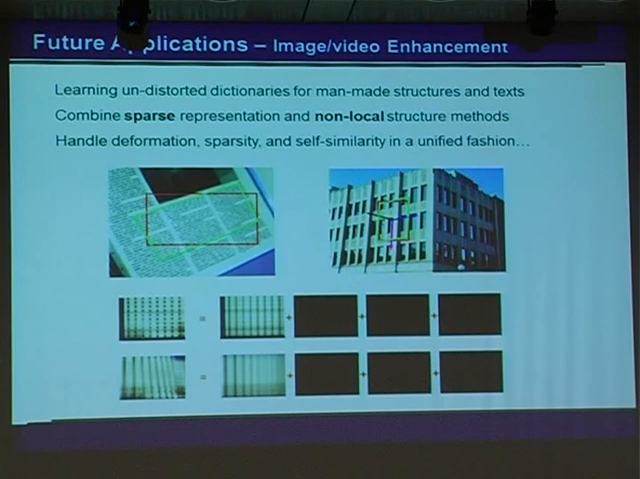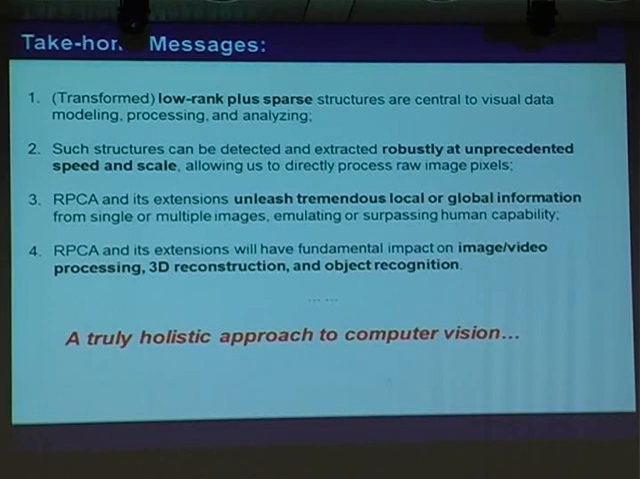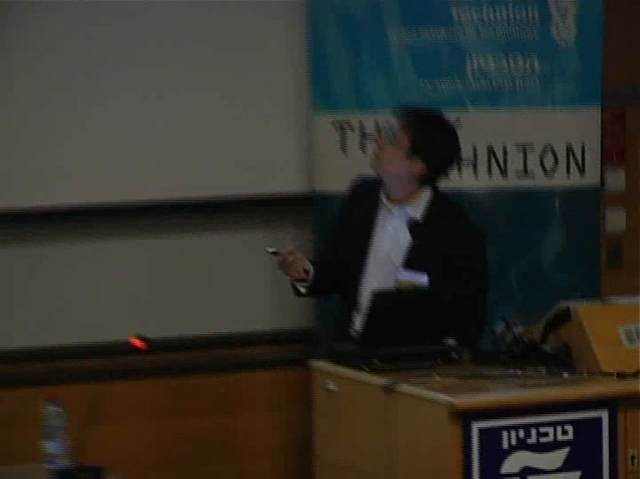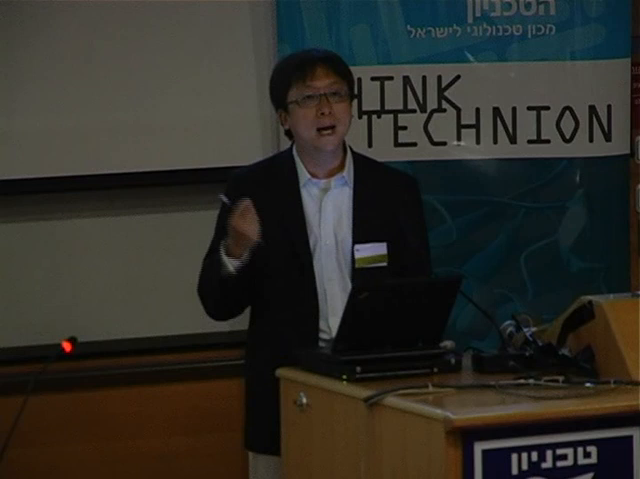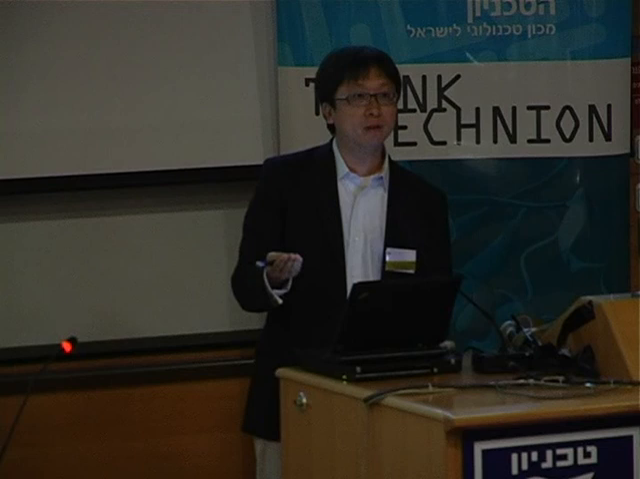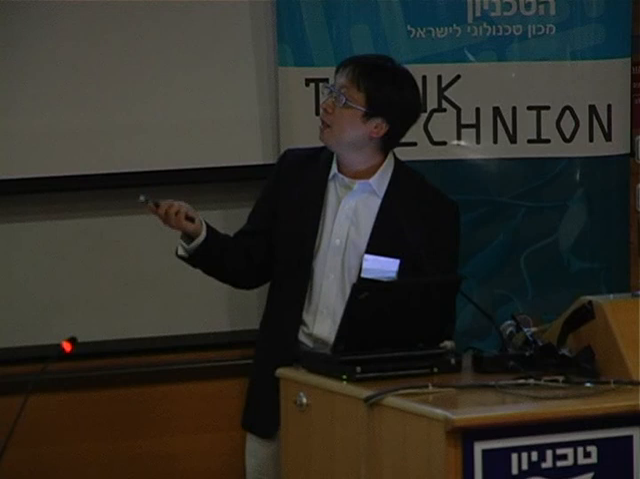So there are just a couple of take-home messages I want to emphasize. The low-rank and sparse structures are really central to visual data processing. Low-rank, there's no question about it. PCA is useful. But the sparse part plays the role of robustness. It handles errors. And also, thanks to all those advances in convex optimization, we can actually compute those things at unprecedented speed and scale now, and really unleash lots of information.